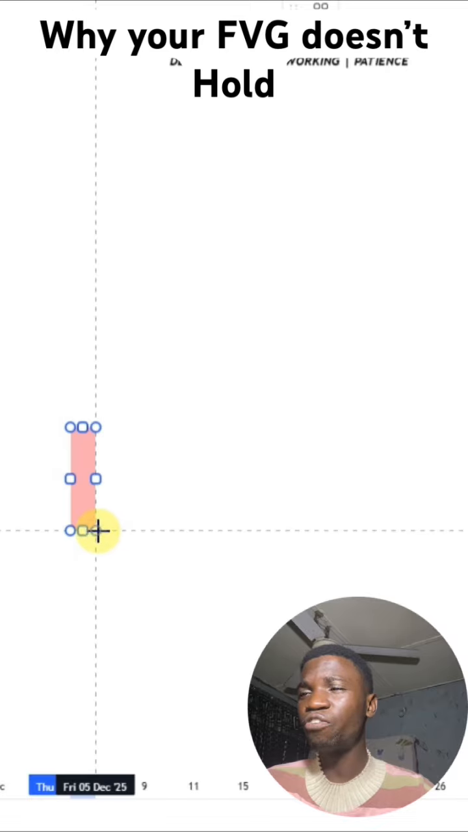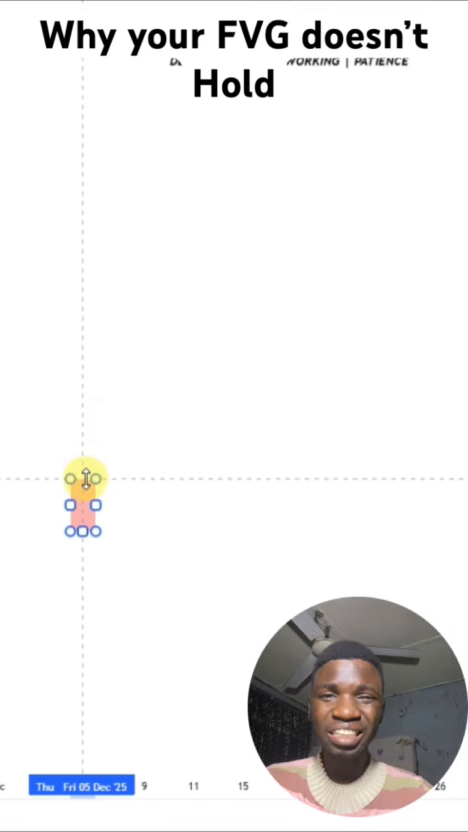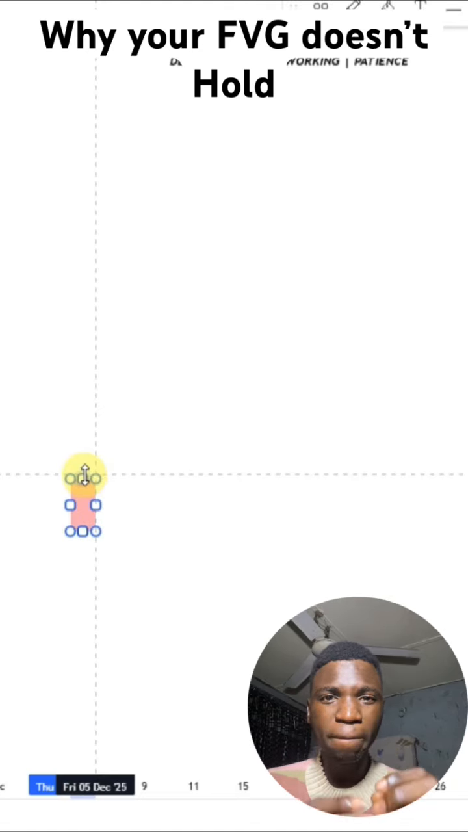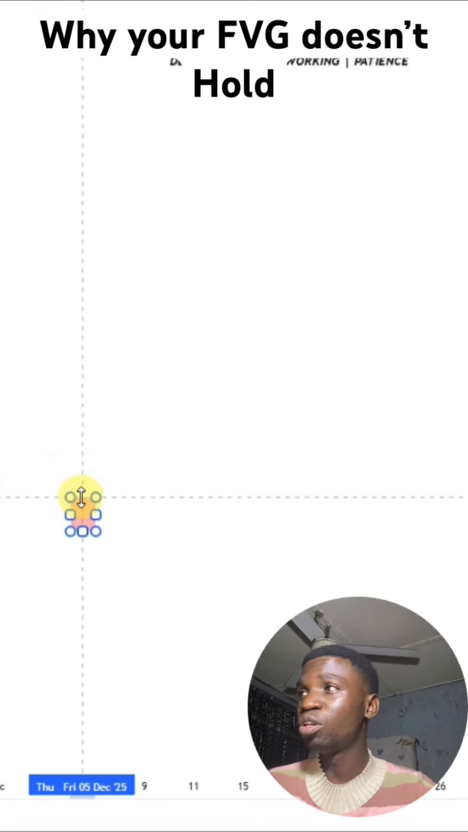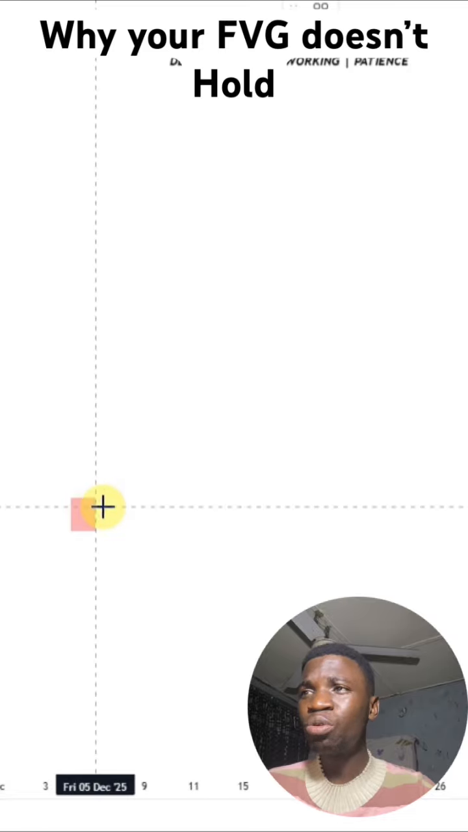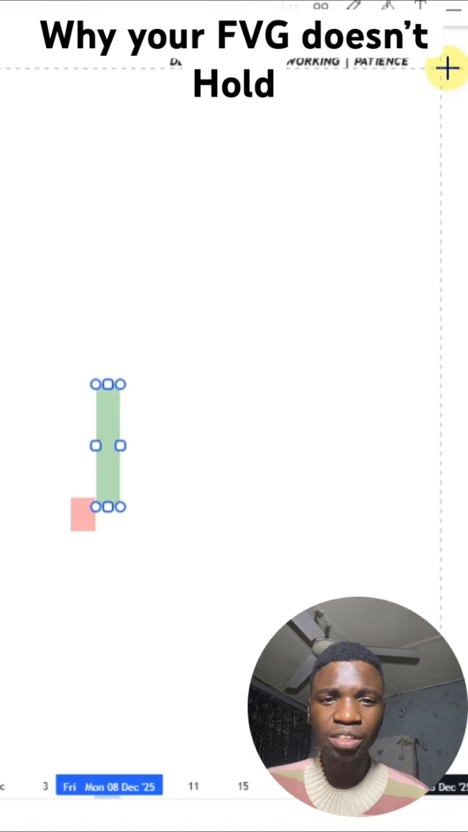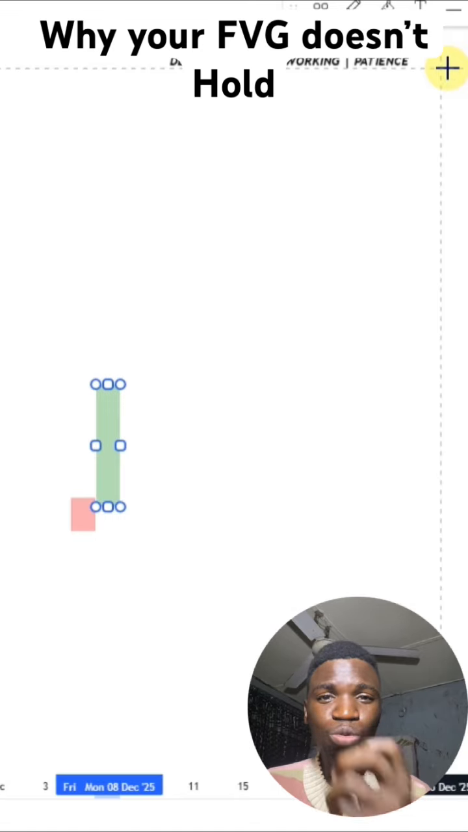Now we have the first candle of the three candlestick pattern. The first candle is insignificant. Whatever the first candle does does not mean anything. So we can have a first candle like this, and the second candle is very, very important. The second candle must be an expansion candle, because it is where we are going to know if it is a good fair value gap or a bad one. So it must be an expansion candle.